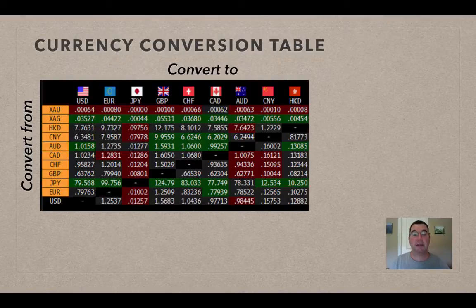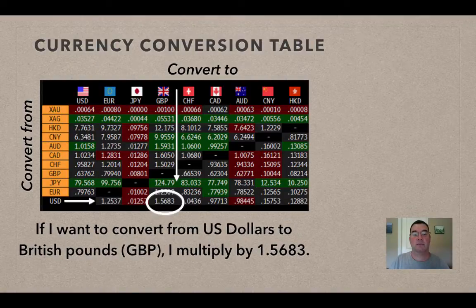So let's say, for example, I wanted to convert US dollars to British pounds. Well, I would find USD, US dollars, along the left-hand column, and there it is at the bottom. And I would find British pounds along the top, and there it is, fourth from the left. So if I join those together, then I get a factor of 1.5683. So that is my conversion factor. All right, so if I want to convert from US dollars to British pounds, I multiply by 1.5683.